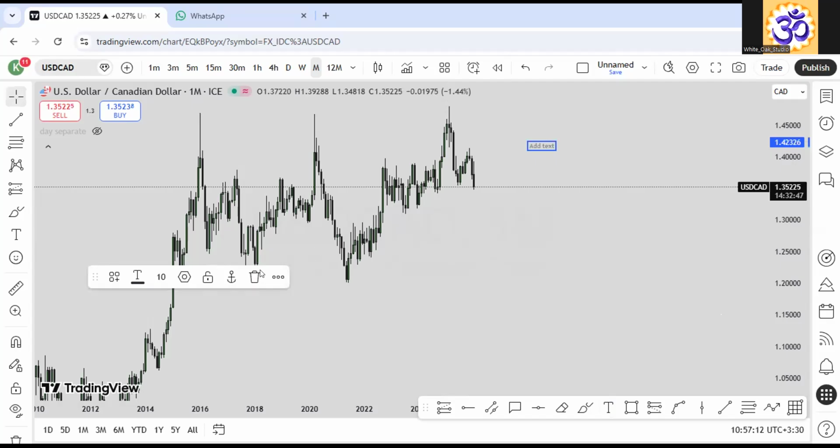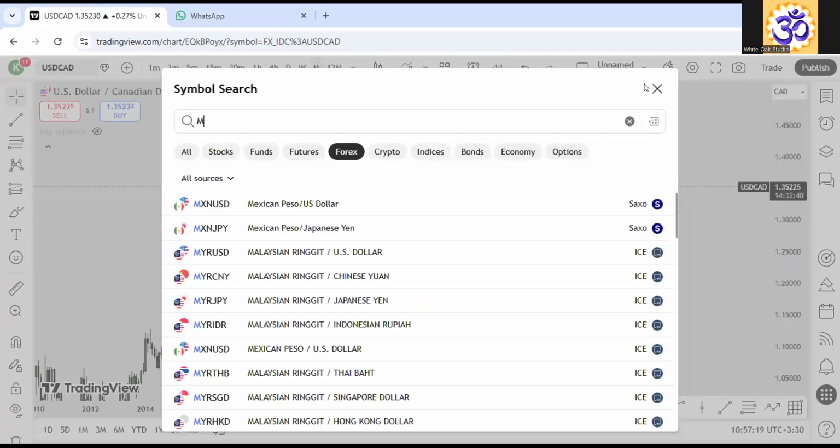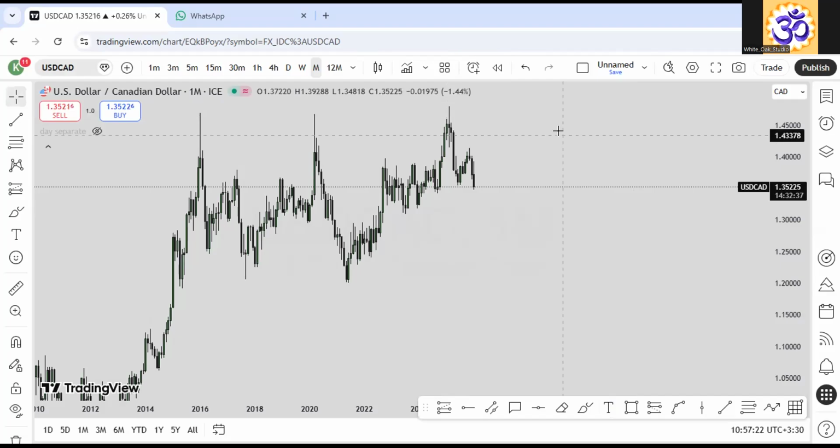Today we shall do the market maker sell model. They call it, in bracket, MMSM.